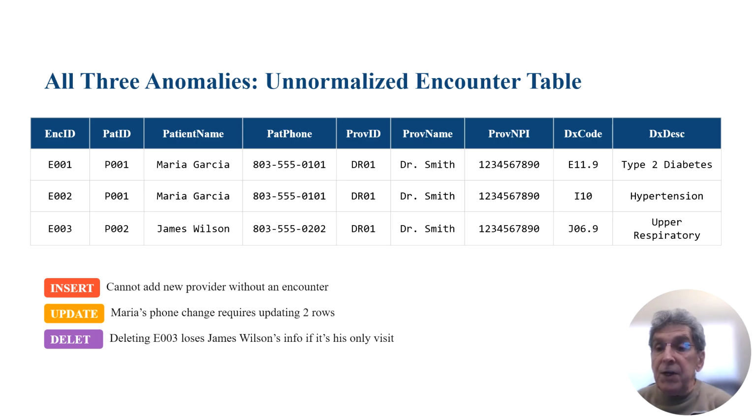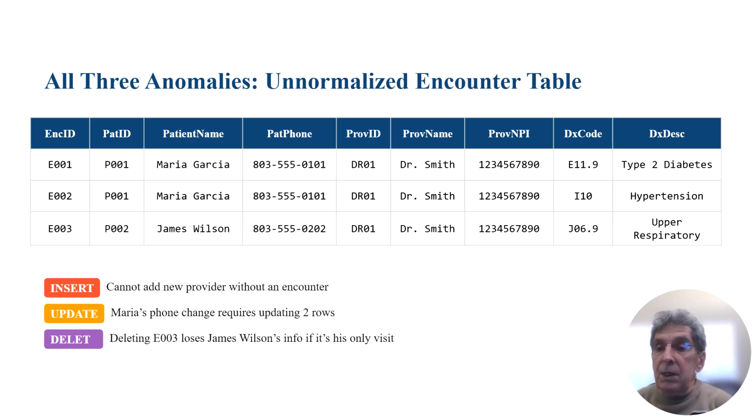Now let's identify the anomalies. Insertion anomaly. When we want to add a new provider, Dr. Johnson, who hasn't seen any patients yet, we can't. There's no encounter to put him in. Update anomaly. Maria Garcia changes her phone number. We have to update 2 rows. If we miss one, which phone number is the correct one? And Dr. Smith's information is repeated in all 3 rows. If we need to update his NPI, we have 3 rows we have to change.